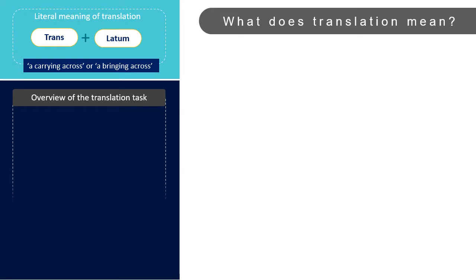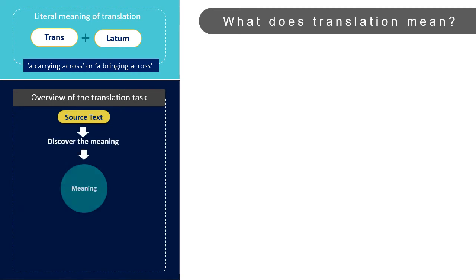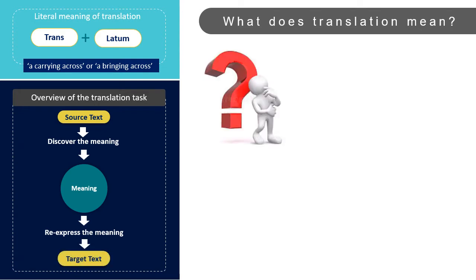As we all know, translation is made up of two very basic Latin words, trans plus latum, which means carrying across or bringing across the meaning. And if we look at the flow of it, there is a source text, we find the meaning, and that meaning we transfer into the target language, we re-express it into the target language. But the question here is, is this process really that simple?